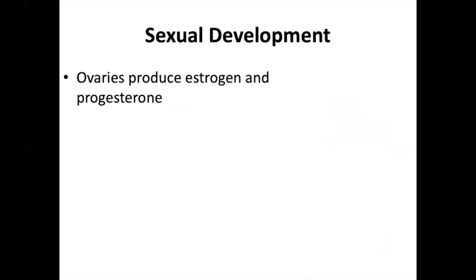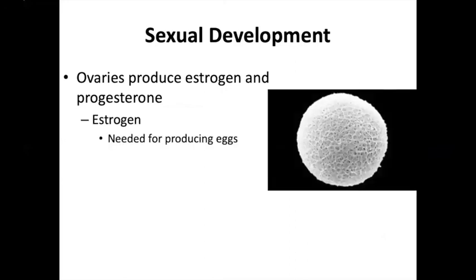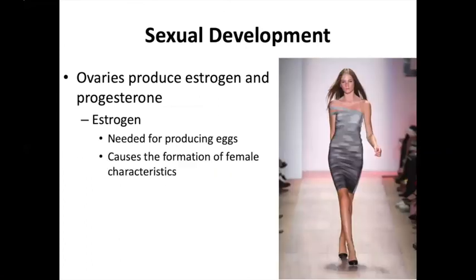Ovaries are going to produce estrogen and progesterone. Now, I'm sure you've probably heard of estrogen already. Right? Estrogen is what's needed for producing eggs. It's also used to cause the formation of female characteristics. Most notably, the wider hips. Most women have wider hips than most men. That's because birth canal.